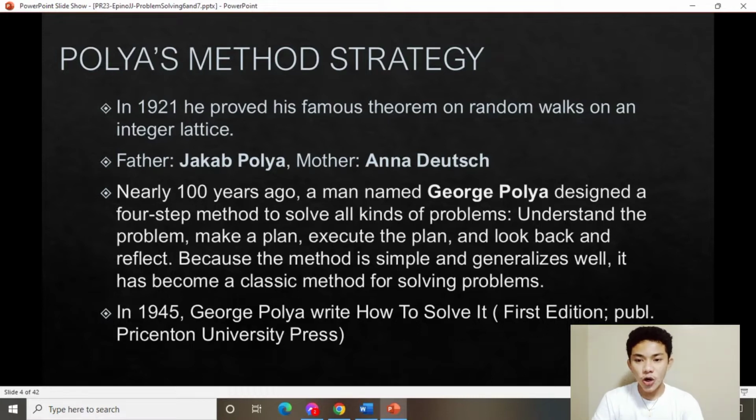Nearly 100 years ago, a man named George Polya designed a 4-step method to solve all kinds of problems. Understand the problem, make a plan, execute the plan, and look back and reflect. Because the method is simple and generalizes well, it has become a classic method for solving problems. In 1945, George Polya wrote How to Solve It.